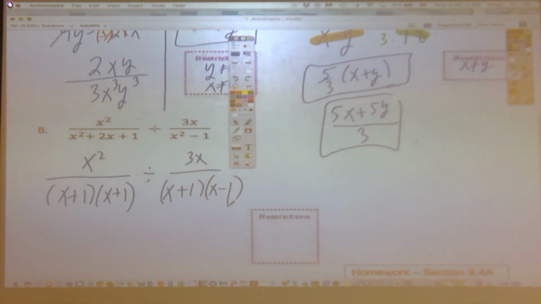This is the hardest part of the lesson. You have to really wrestle with restrictions. So now I'd like you to talk in your groups. See if you can come to an agreement as to how many restrictions there are in this problem. Go ahead and talk about it.